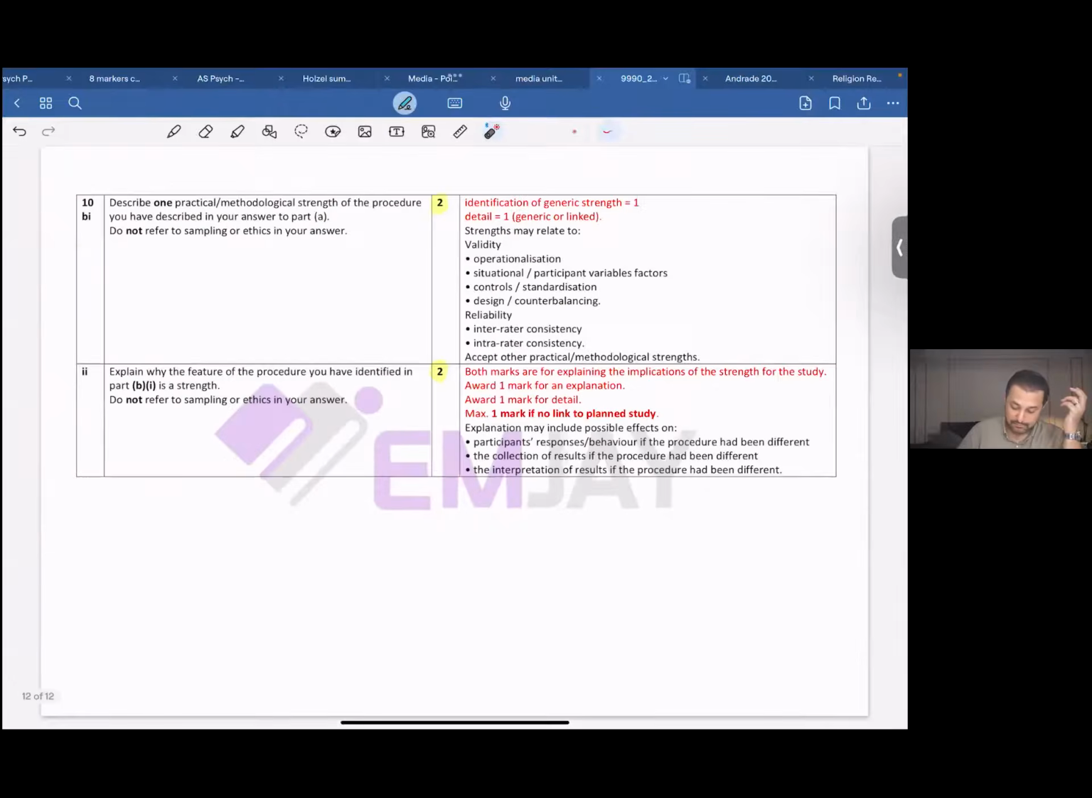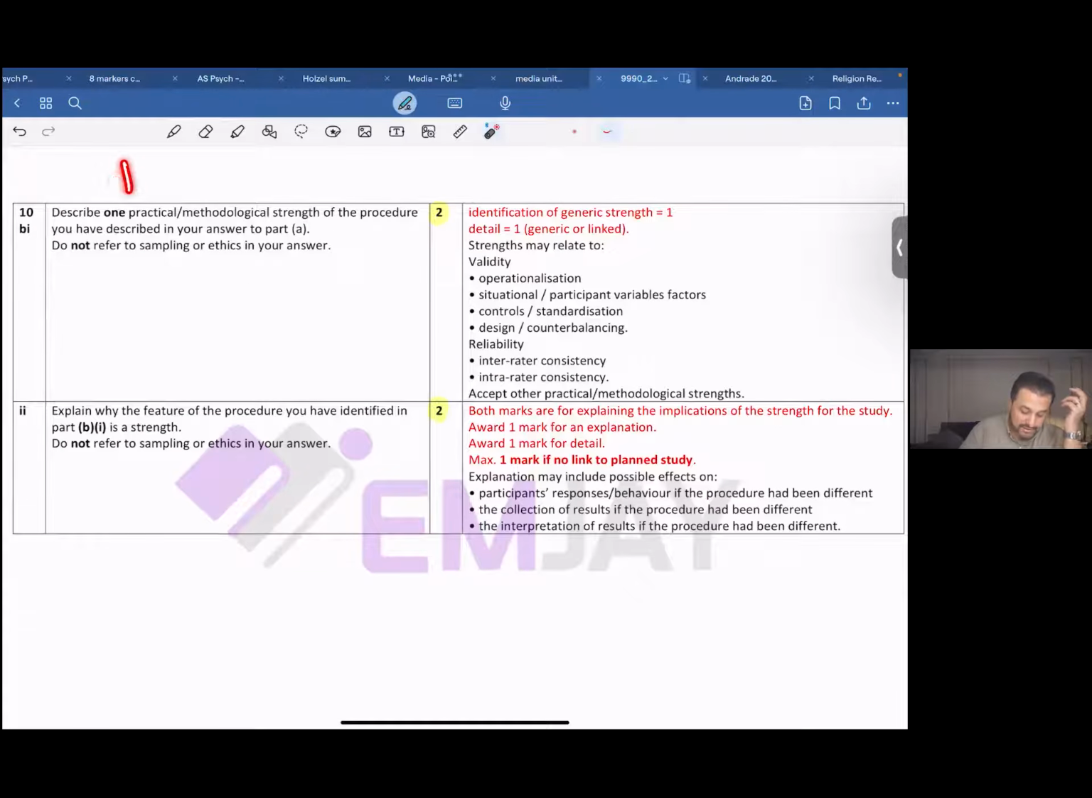Moving on to the 10B part, this reads, describe one practical slash methodological strength of the procedure you have described in your answer to part A. Now, based on what your answer for 10A was, they're asking you to describe any one practical or methodological strength that you think, any particular part of the research that you felt like this was the core element, or this was the practical strength or a methodological strength from your procedure, right? It should be from your procedure. Do not refer to sampling or ethics in your answer.